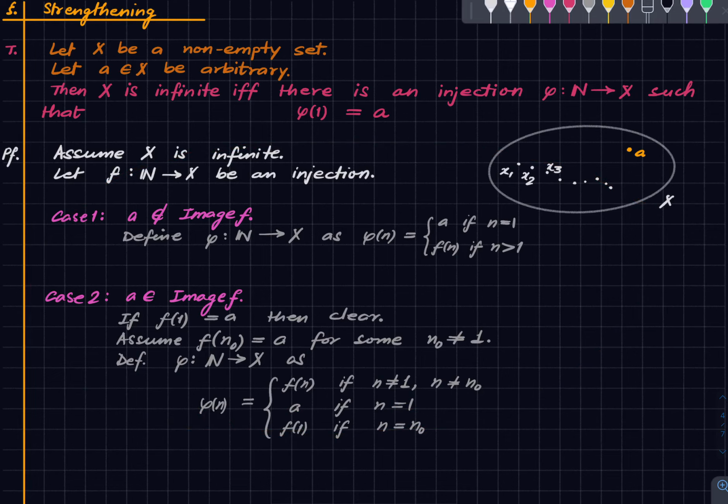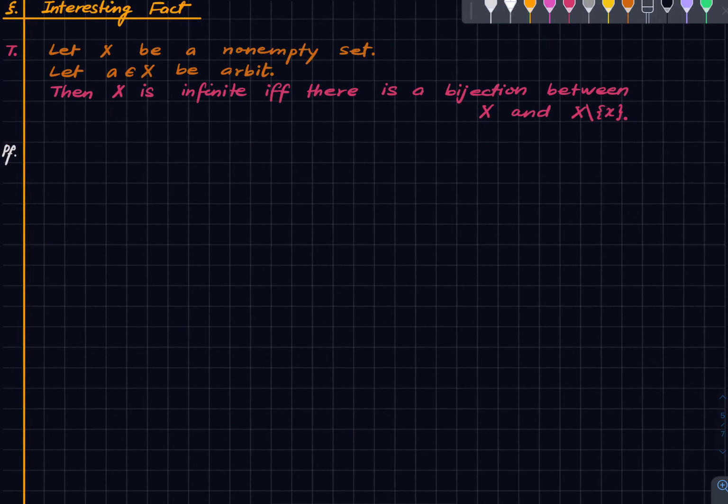Okay, fine. So let's proceed. Now this is also very interesting. This says that if we have a non-empty set and some point little a in the set X, then the set X is infinite if and only if there is a bijection between the set X and the punctured set X. So you puncture the set X at A. This is the punctured thing. And X is infinite if and only if there is a bijection between X and that.